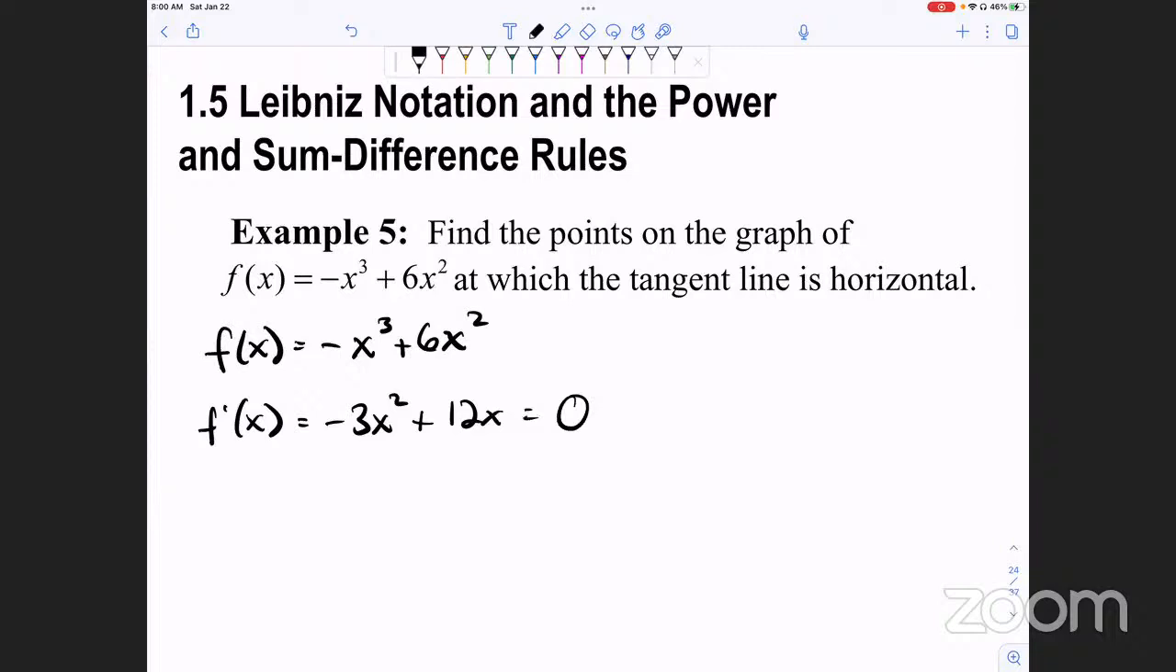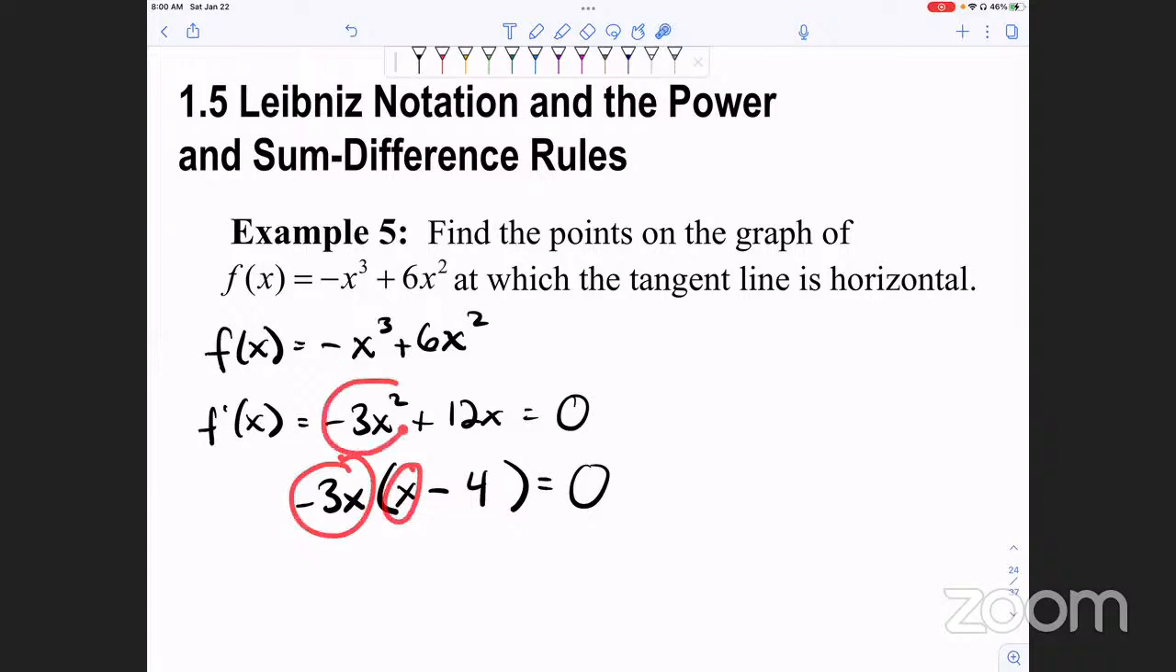It looks like we can factor out a -3x from both terms, right? So if we factor out -3x, we're left with x in the first term, and in the second one, it looks like we're left with -4. Just as a quick check, -3x times x is -3x squared, and -3x times -4 is a positive 12x. Okay. Use the zero factor property. We have 2 or more things that multiply to give us 0. We just basically set each thing to 0 and solve.